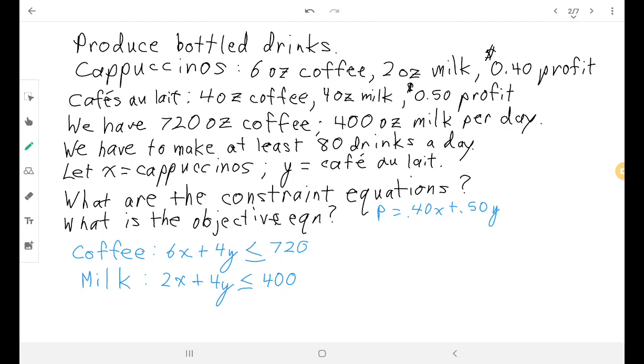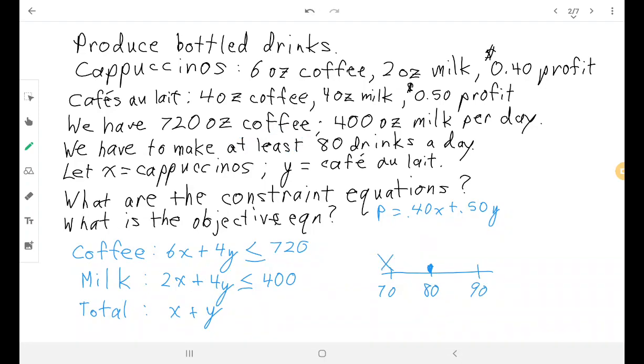Well, the last thing is, how many are we going to make? We got to produce at least 80 drinks a day. So that's our total amount. Our total amount is the amount of cappuccinos we make plus the amount of cafés au lait that we make. And one more time with the number line, could we make 80 of them? Absolutely. Could we make 70 of them? No, we can't. At least 80. So no, we can't make 70.